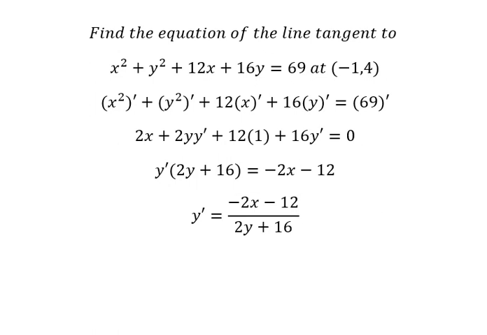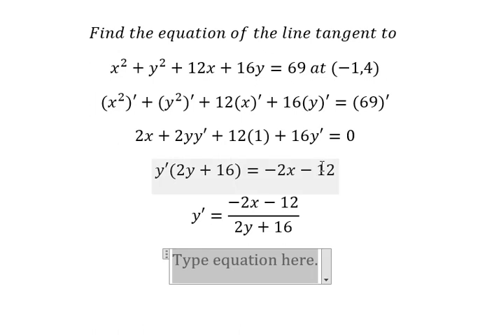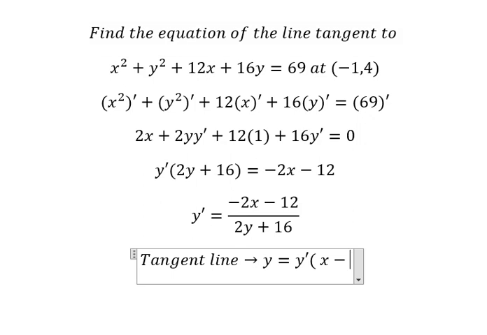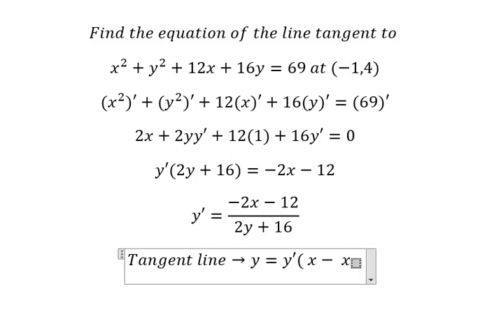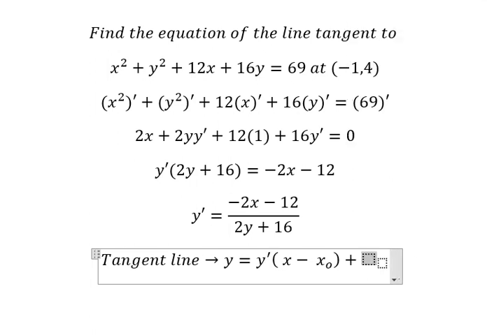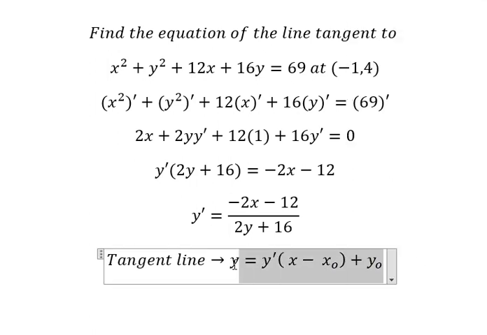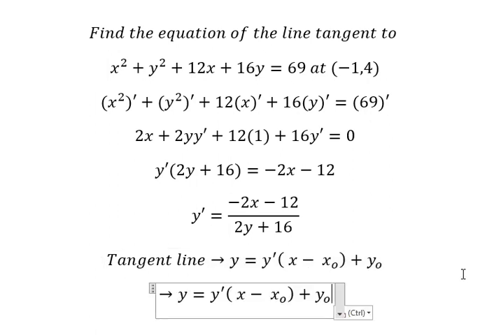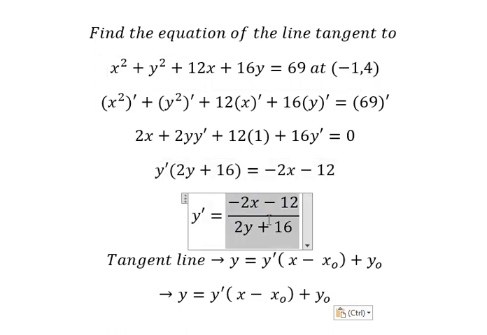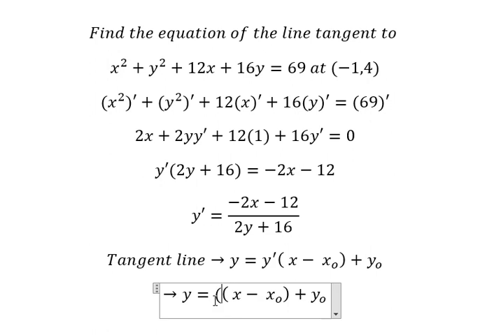Next, we have the formula of the tangent line, that is y equals the first derivative of y, times x minus x0, plus y0. Next, we have negative number 1 for x and positive number 4 for y, so we put these values in here, and now we have like this.